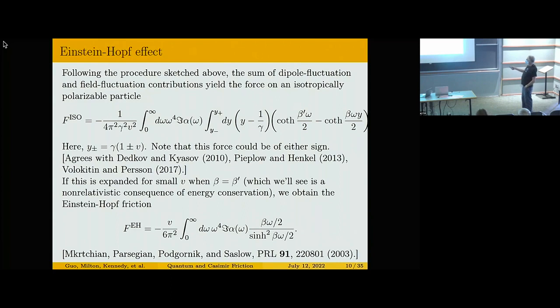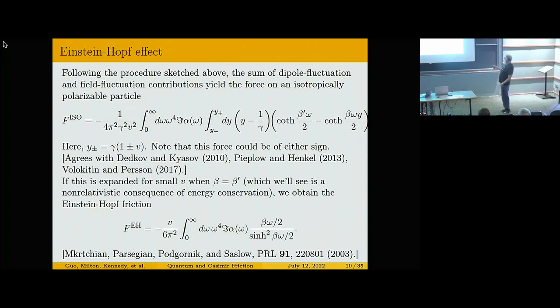So this y is just a rescaled integration over kx, if you like, that we had in the previous formulas. And we'll use this notation a bit. So you need to remember that y plus and minus, these limits on the y integration, are gamma times 1 plus or minus v. And this force, if you stare at it a minute, could be positive or it could be negative. So it might not be a frictional drag. It might actually be a push, depending on what the temperatures are.